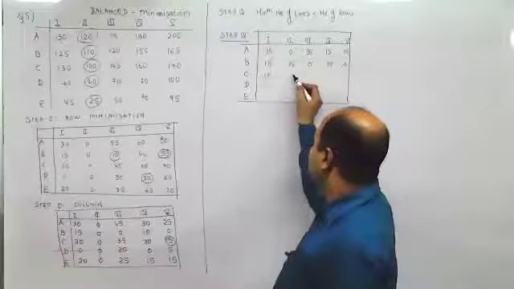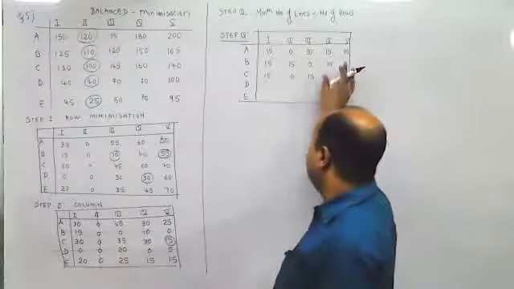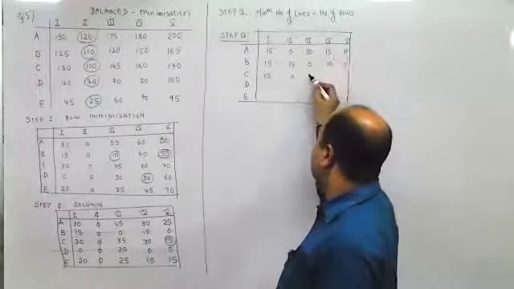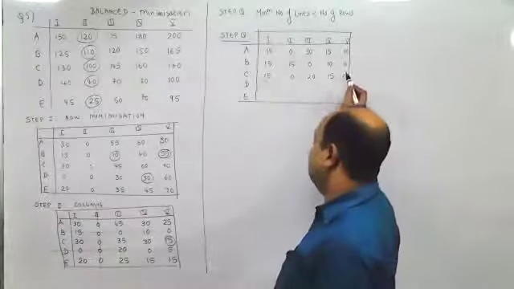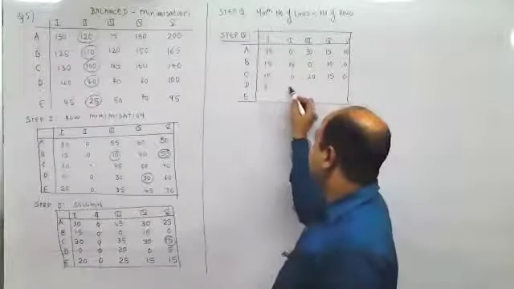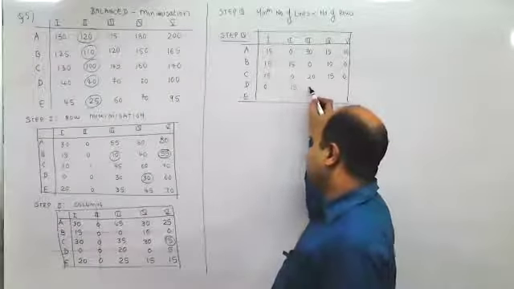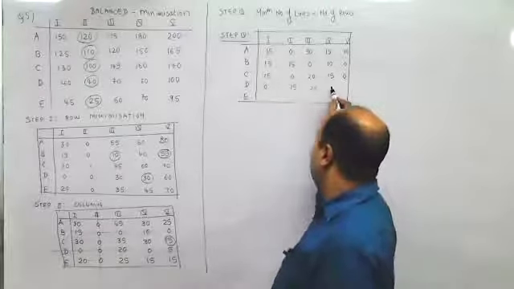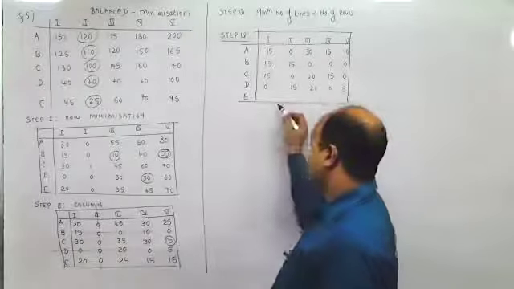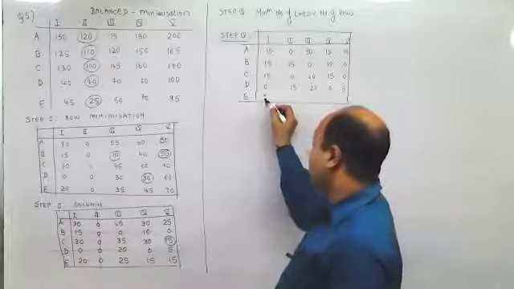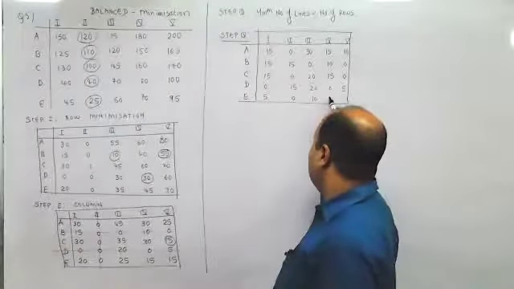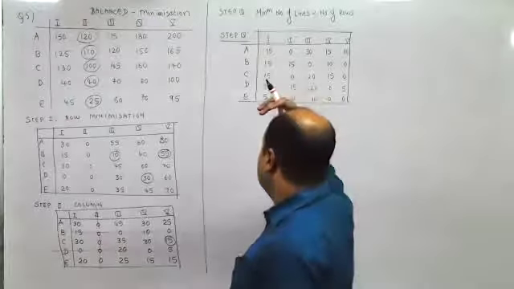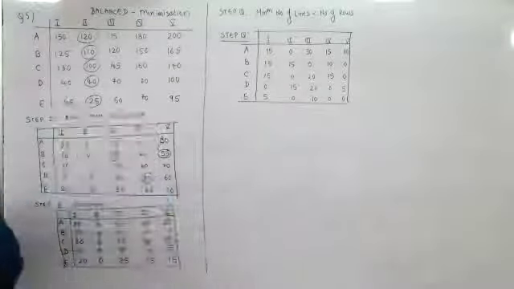This is 0. 30 minus 15 is 15. 35 minus 15 is 20. This is 30 minus 15 is 15. This is 0. This is 0. 0 plus 15 is 15. 20, 0 and 5. This would be 20 minus 15 is 5. 0. This is 25 minus 15 is 10. 15 minus 15 is 0. This is also 0. Step 4.